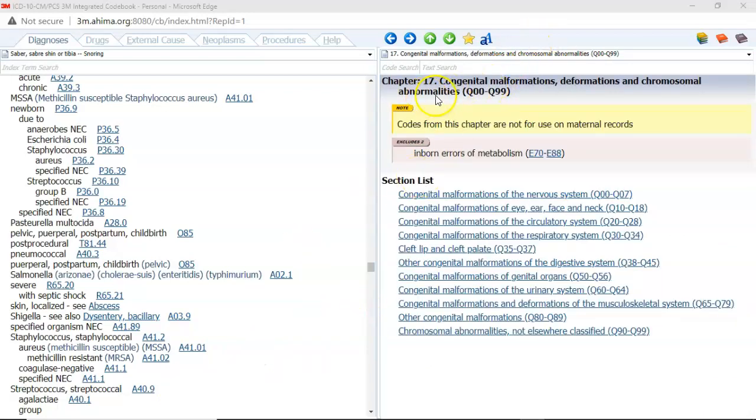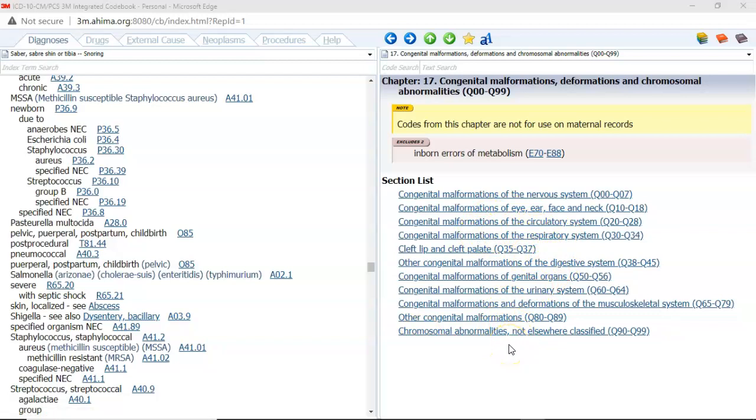Chapter 17, congenital malformations, deformations, and chromosomal abnormalities. These are codes that are never used on the maternal record. Now, the exception to that is if the mother actually has one of these conditions, you can apply it to the mother, but an infant's condition is never put on the mother's chart. And you can see the section list that we have for these. Basically, these are broken down by body system, nervous system, eye, ear, face, neck, respiratory system, digestive system, and so on.